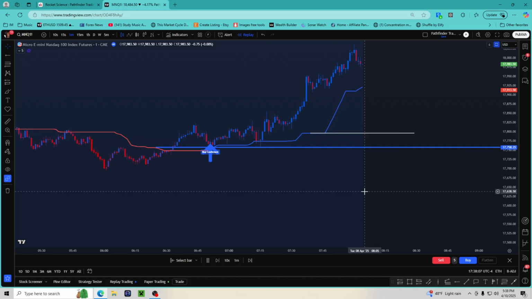So whatever you're risking, if it's $100, you're making $300. If you're risking $500, you're making $1,500. If you're risking $1,000, you're making $3,000. These trades that I'm showing you on the 1 minute time frame are large trades. They're big trades.